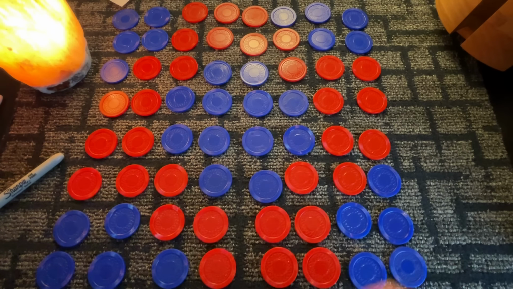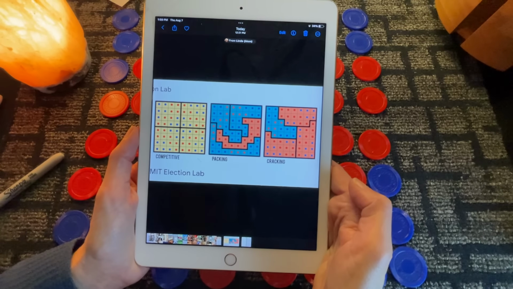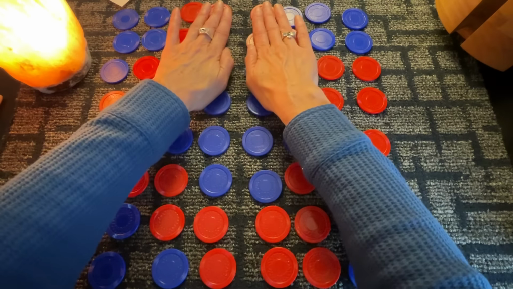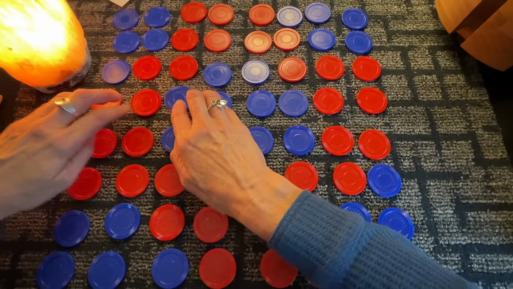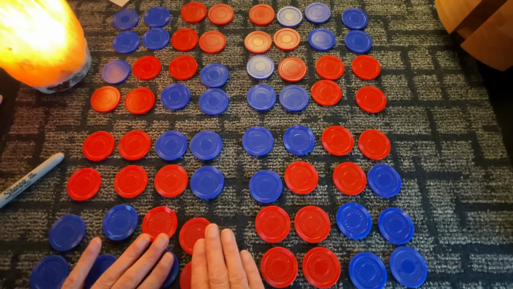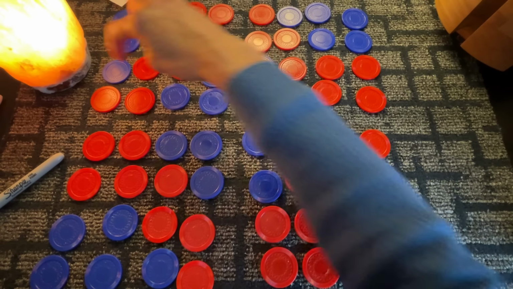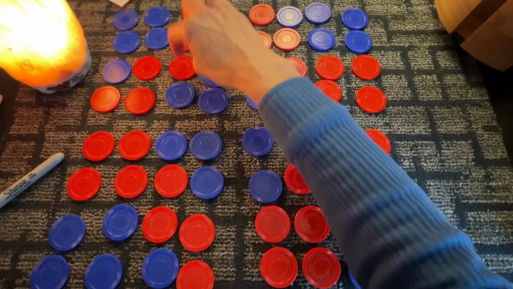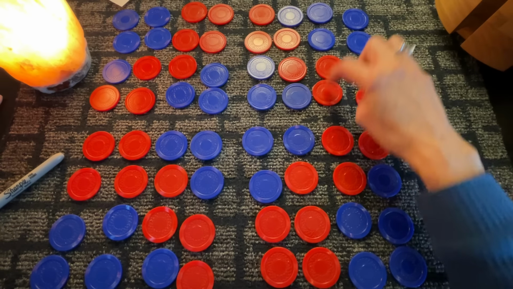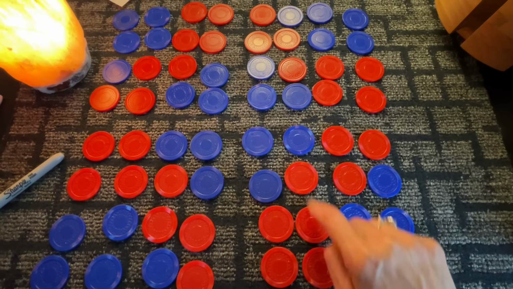All right, so what do they show us here? So they say if you broke it into squares, just 4 by 4 squares. 1, 2, 3, 4. Okay, so there's 4 and 4. And there's 4 and 4. Okay, so if you do that, then it would be competitive because you'd have 1, 2, 3, 4, 5, 6, 7, 8 blue. 1, 2, 3, 4, 5, 6, 7, 8 red, and the same count in each of the other squares.